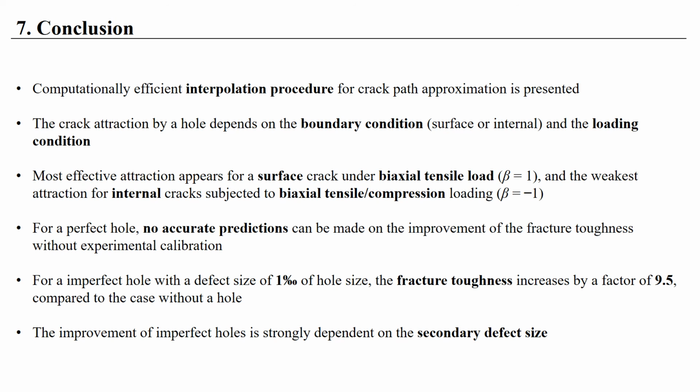For a perfect hole, no accurate predictions can be made on the improvement of the fracture toughness without any calibration. For an imperfect hole with a defect size of 1 per mil of the hole size, the fracture toughness increases by a factor of 9.5 compared to the homogeneous material. The improvement of imperfect holes is strongly dependent on the secondary defect size.